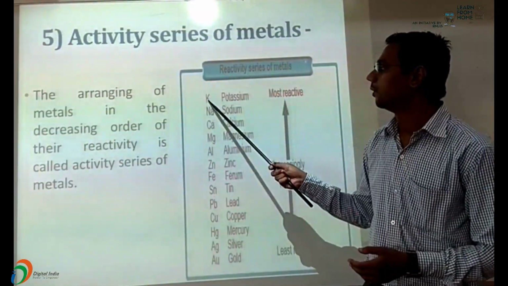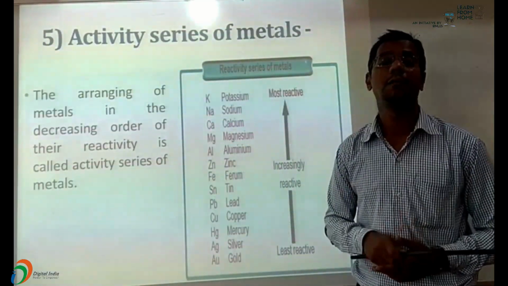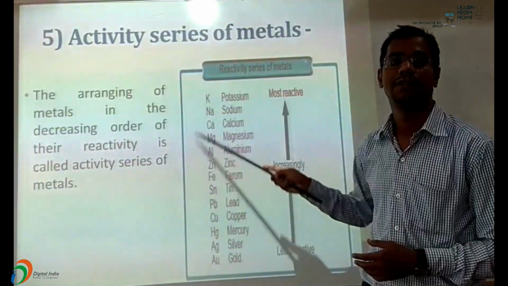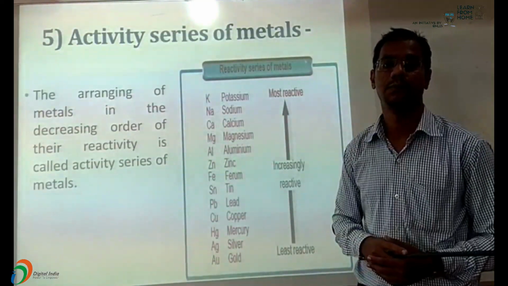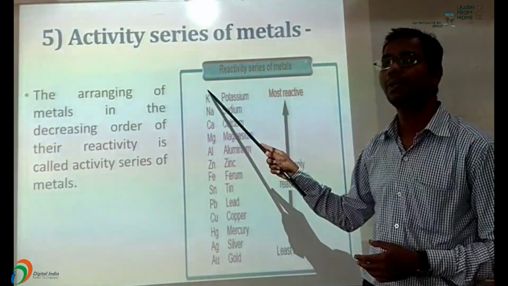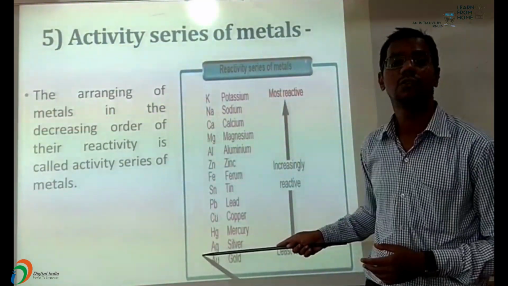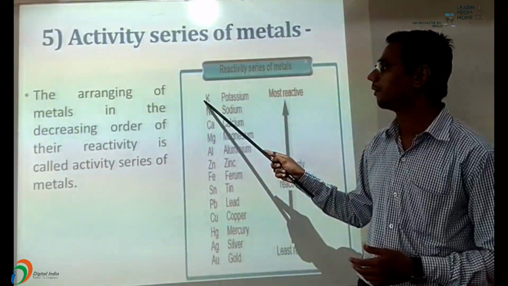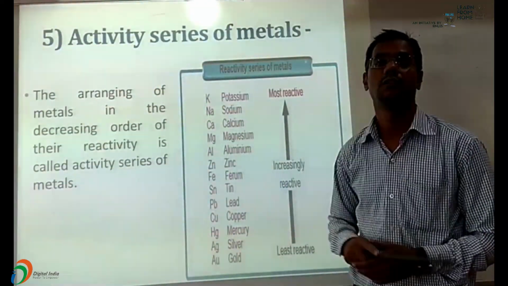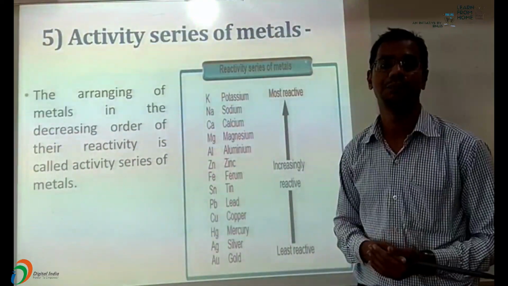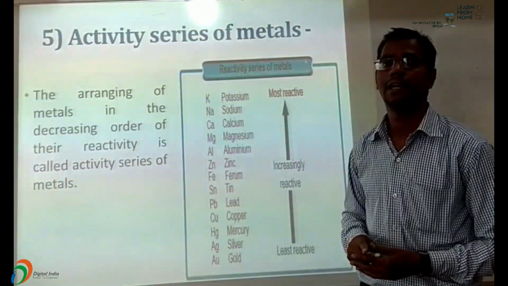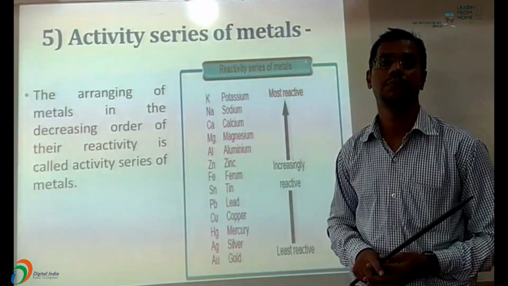Okay, so you can tell me which one is highly reactive, this one or this one. Their reactivity is decreasing. That's why this is a highly reactive metal and this is the least reactive metal. It means it reacts vigorously, very fast, or very slowly, or is non-reactive. When we arrange them in this order, it is called a reactivity series.